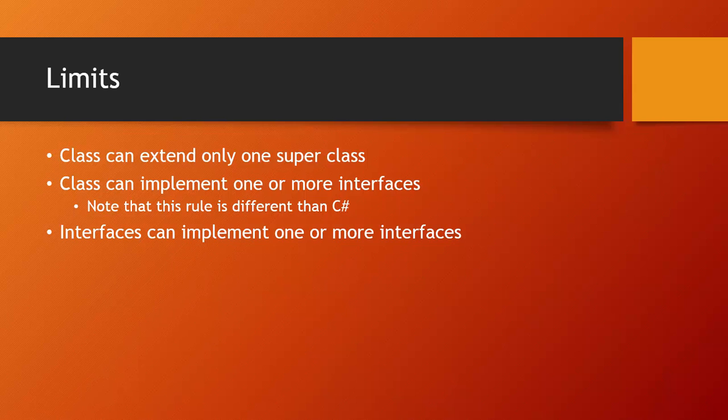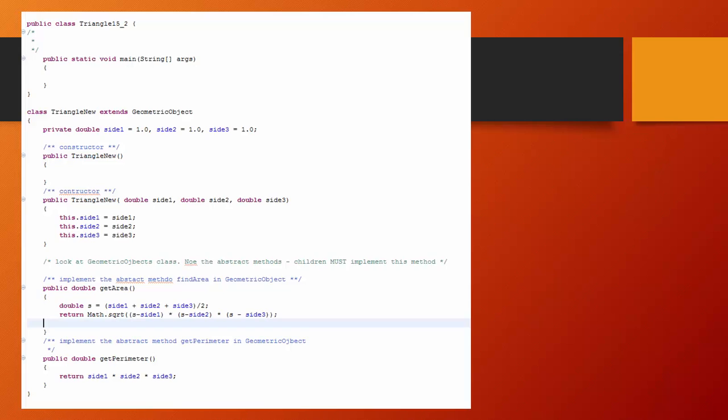An interface itself can also implement one or more interfaces. So we can get things very, very related to each other and do a lot of inheritance and polymorphism in Java because of these abilities. But we do have some limits we have to work with.